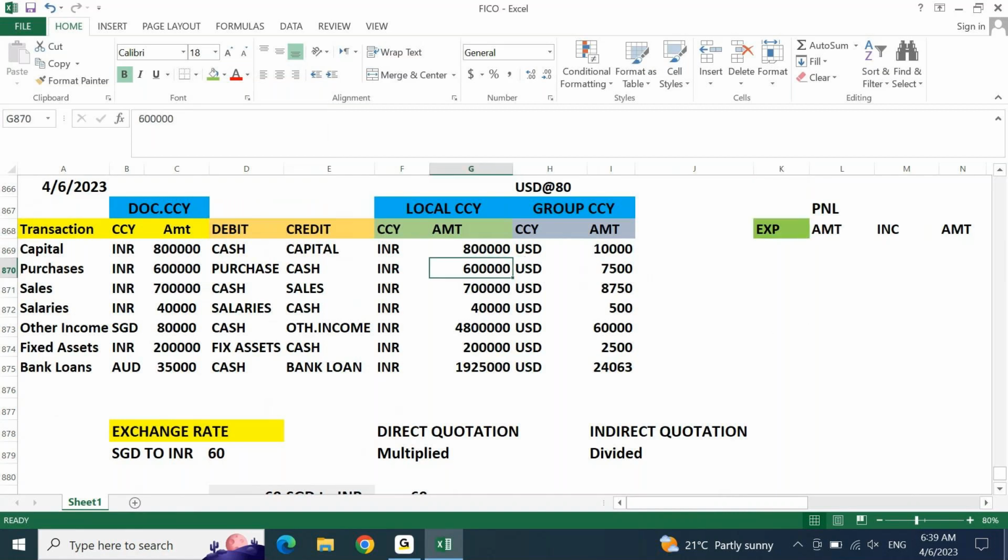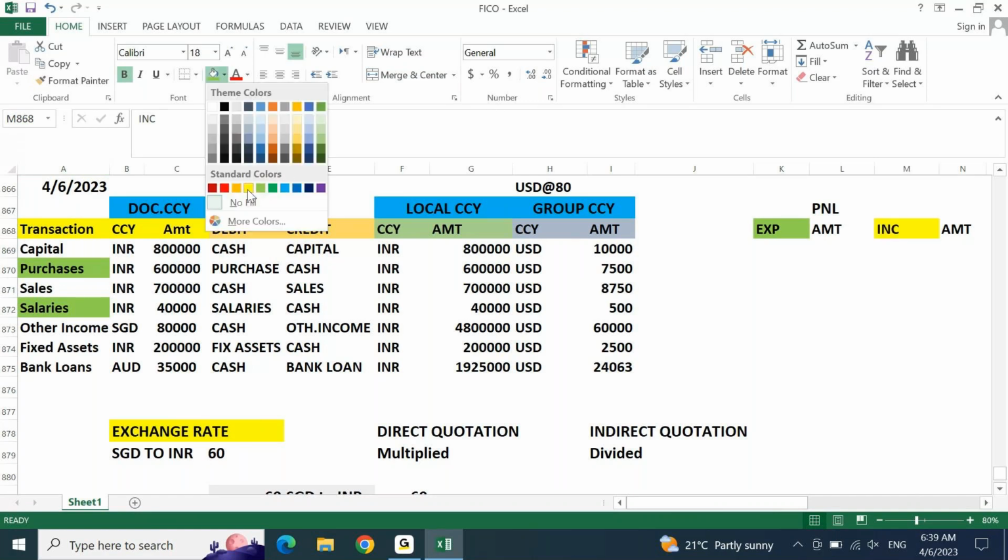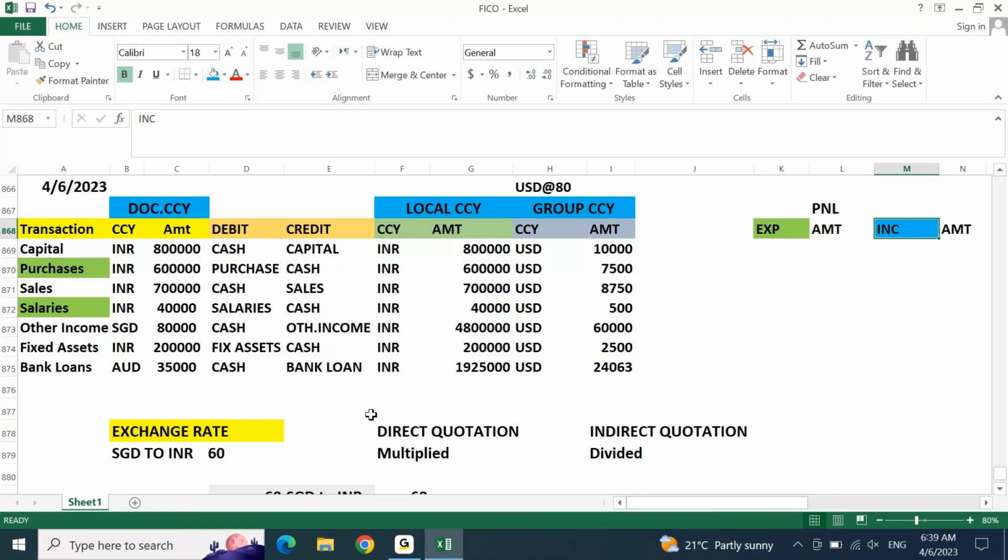Is this my expense? Yes. This is my expense. Anything else? Salaries. Anything else? No, that's all. Now income, let us identify income with, let's say, blue color. Where are your incomes? Sales and other income. Sorry, I think let us highlight in the accounting entries, not here.